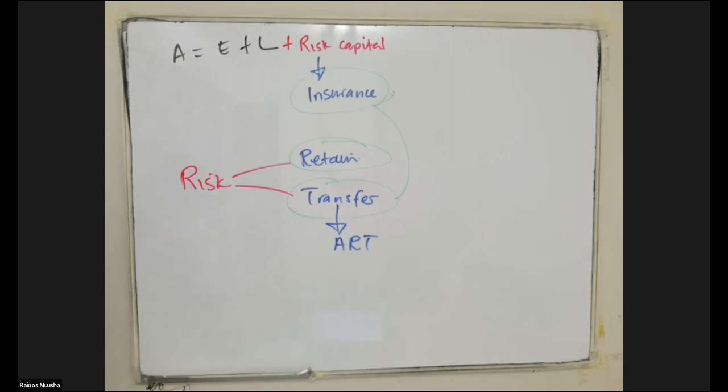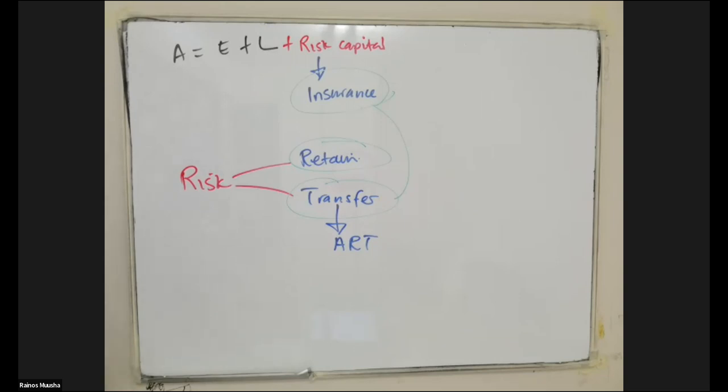Then you're also going to look at the cost of risk from the perspective of how much of it is coming from risk control and loss prevention expenditure. How much of the cost of risk component is coming from risk control and loss prevention expenditure? For example, if you have a security guard on your premises, it's part of your risk control and loss prevention expenditure as well.